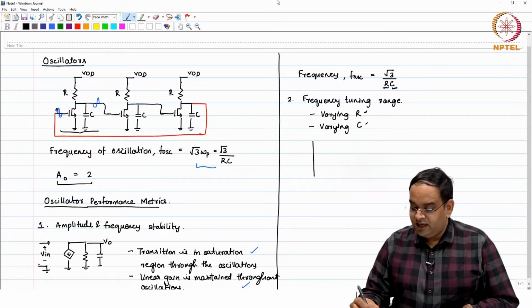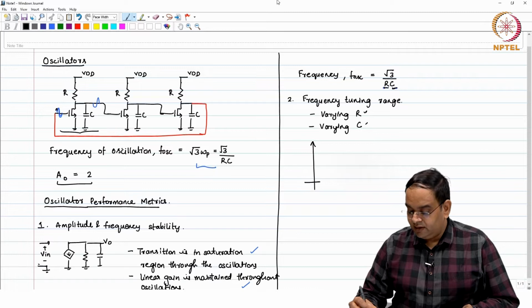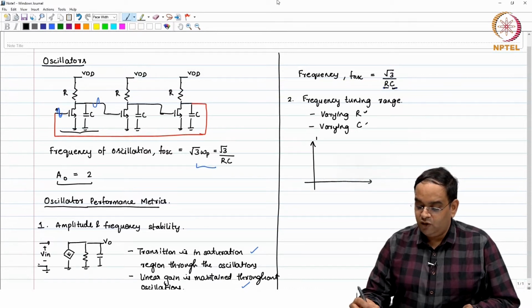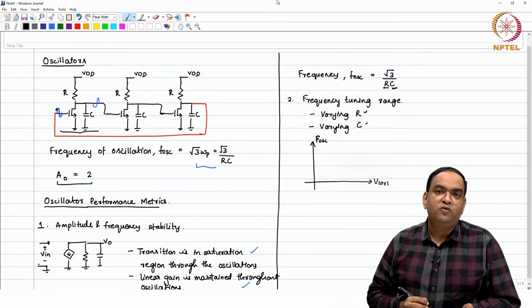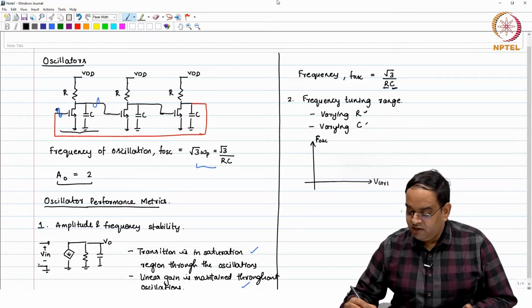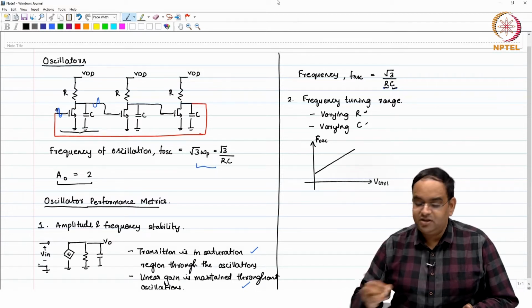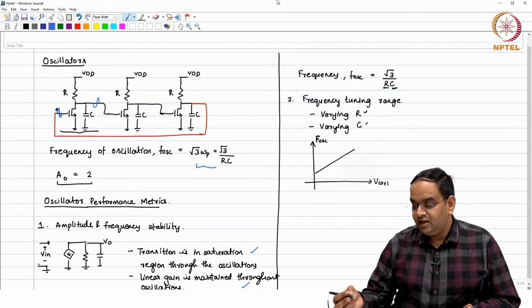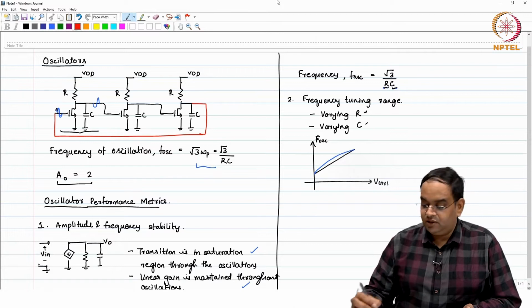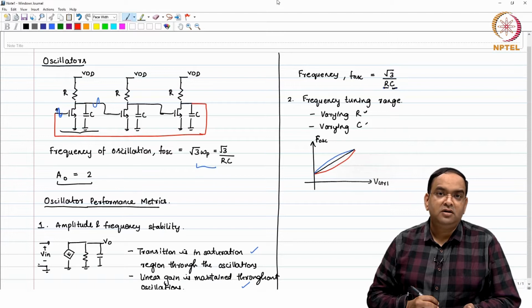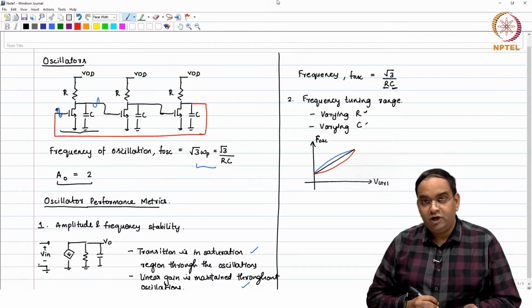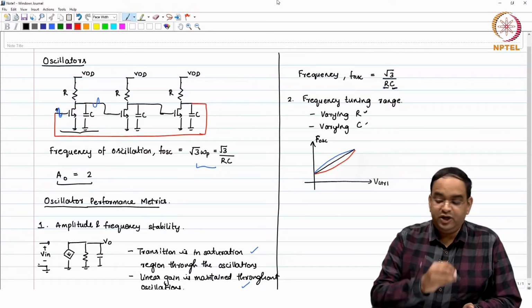So, what we are looking at is the following, that with respect to your output frequency, with respect to your control, now this can be V control or I control, voltage or current control. Ideally, we want a linear relationship, but depending on how you are controlling, you may see a non-linear or some other kind of relationship between the control voltage or current and the output frequency.